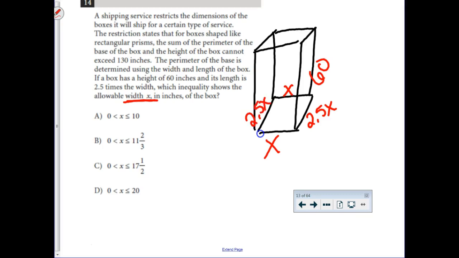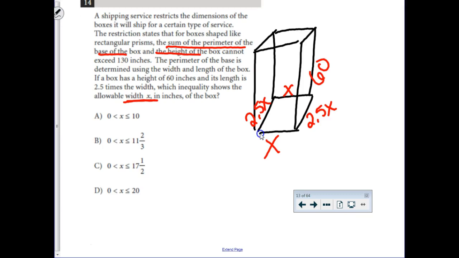Notice how I went ahead and did my thing, because we're about to talk about perimeter. Okay. Right here, the sum of the perimeter of the base and the height cannot exceed 130 inches. We need to set that up. So what would be an expression for the perimeter of this base? Remember, it's all the sides added together.